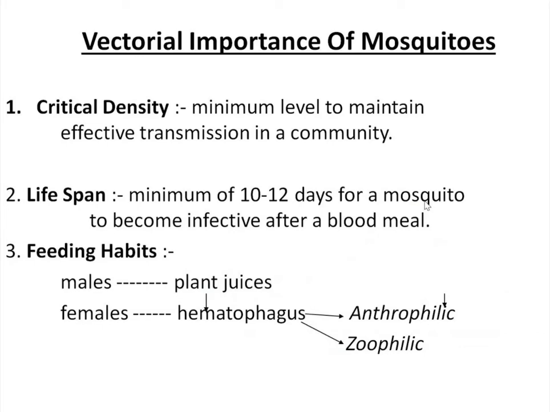So first is the critical density. It means a minimum certain level of density should be required before it transmits the disease to the community. So it has to maintain a certain density.